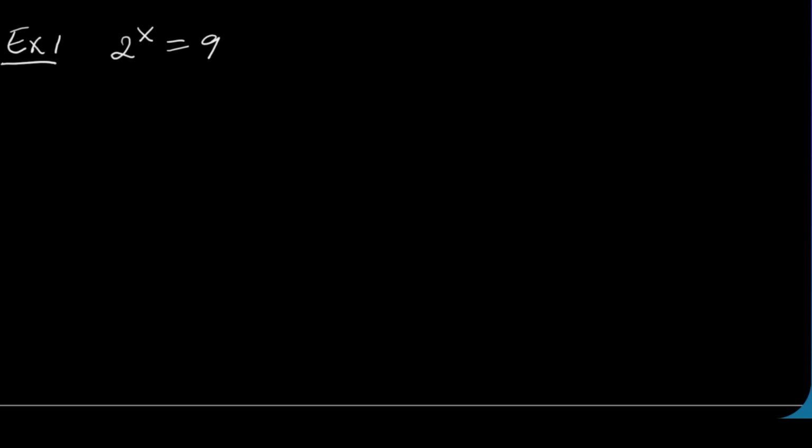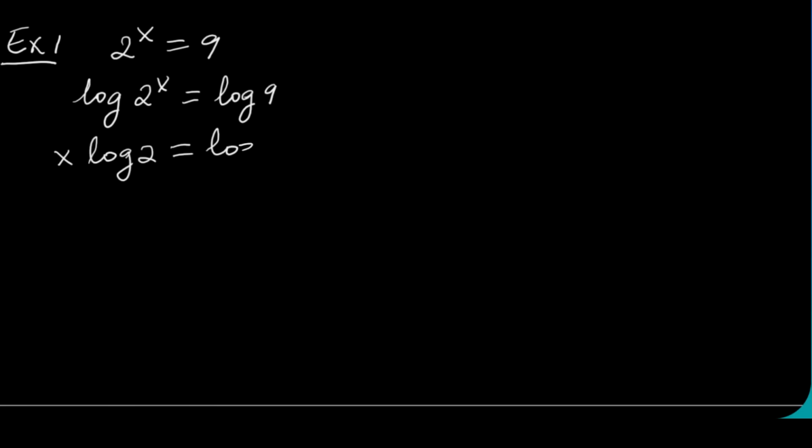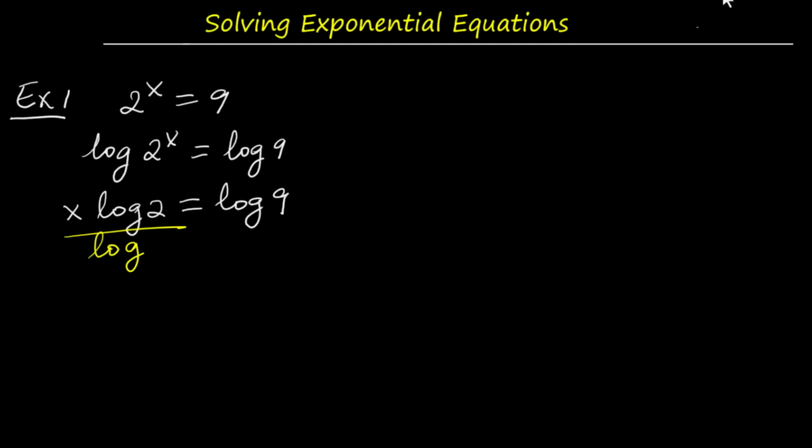Take the log of both sides. Log of 2 to the x equals log of 9. Bring the exponent to the front using the log rule. X times log 2 equals log 9. Then divide both sides by log 2. X equals log 9 divided by log 2, and you'll get x equal 3.17.